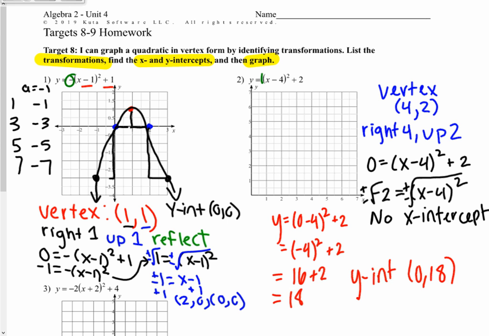So the only point I have right now is my 4, 2, but I can use my 1, 3, 5, 7. My a value here is 1, so I don't need to multiply those by anything. So from this point, I'll go up 1, right 1, and left 1.